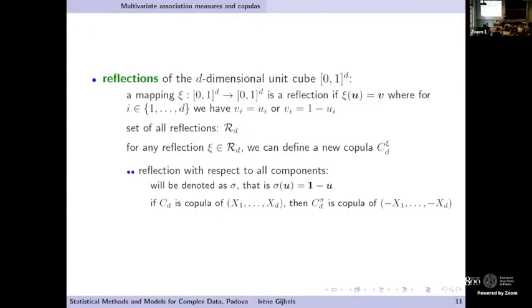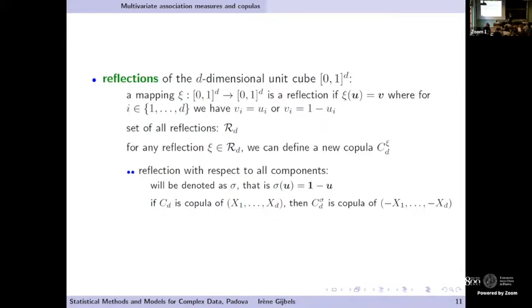Another thing that I need in order to make you understand things is that there are notions of reflections in this d-dimensional unit cube, meaning that a reflection is just a mapping of u on v, where some of the arguments of u just stay the same, and some of them might flip inside this unit cube, right? And there will be a notation like the set of all reflections coming up. And in fact, if you take a reflection, and if I give you a copula C_D, then that reflection together with the copula creates a new copula.